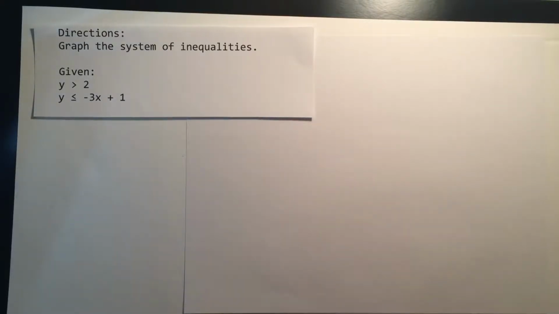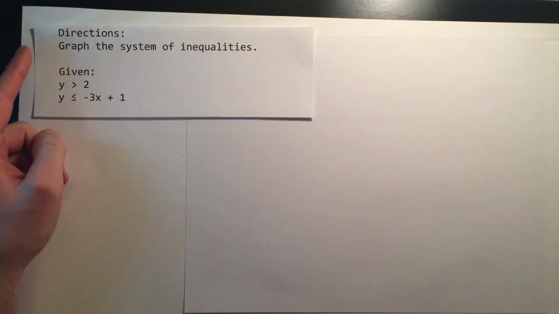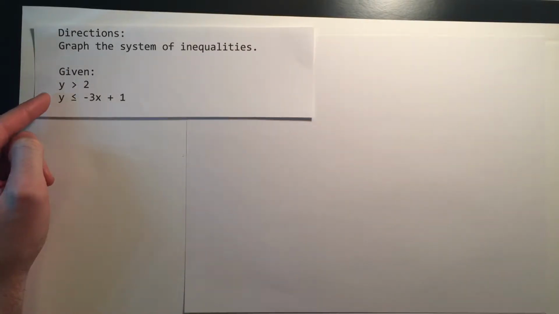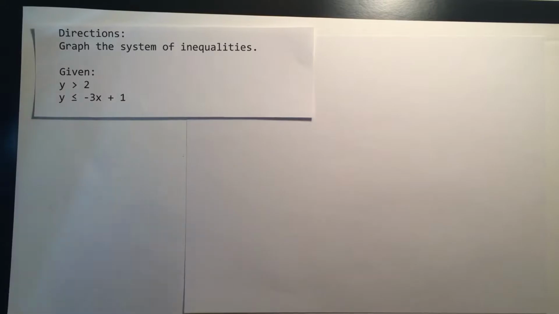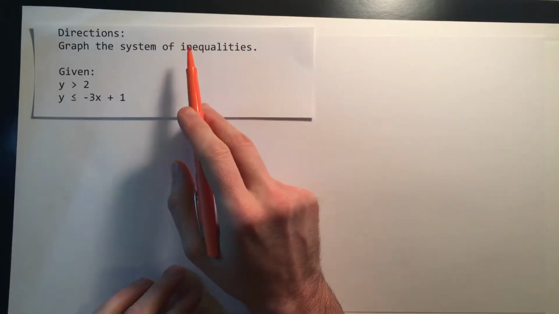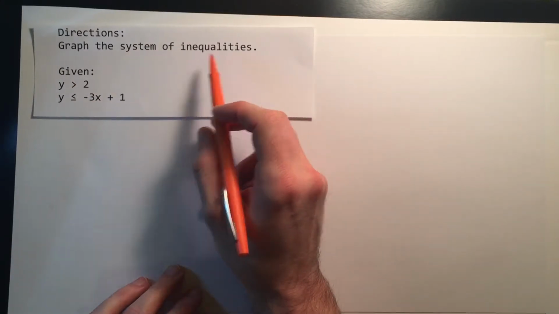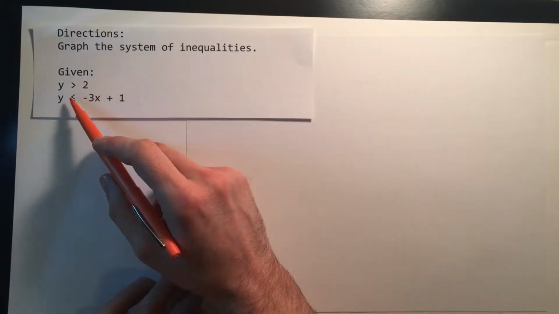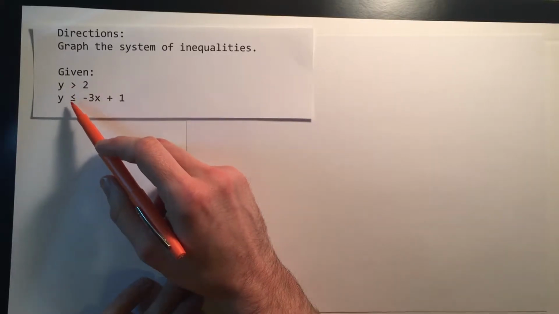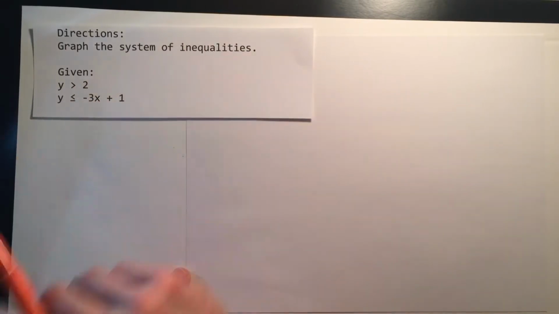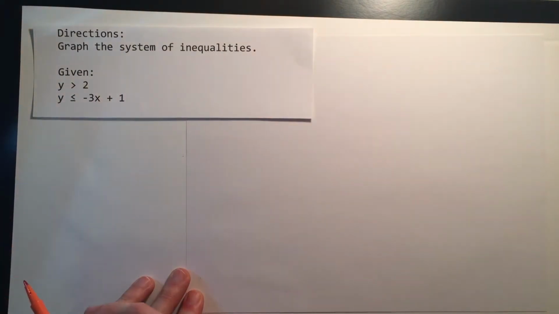Let's read the directions to this problem. Graph the system of inequalities, given y is greater than 2 and y is less than or equal to negative 3x plus 1. Remember, a system of inequalities just means that you have two or more inequalities. It's these little inequality symbols here. So if they were equal signs, they'd be equations, but they're inequality symbols, so they're inequalities. So we have a system of inequalities.